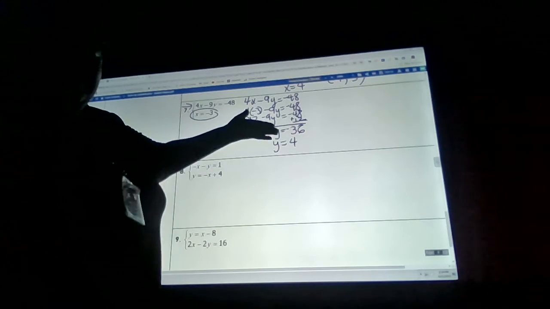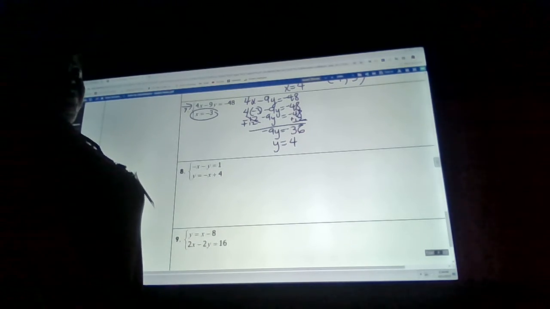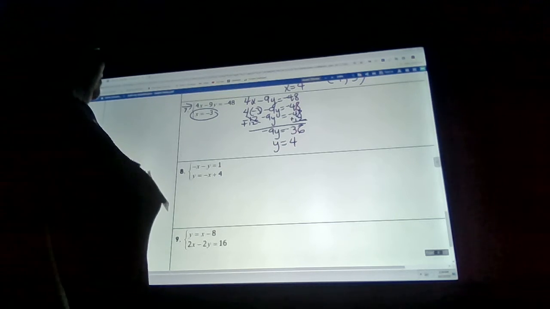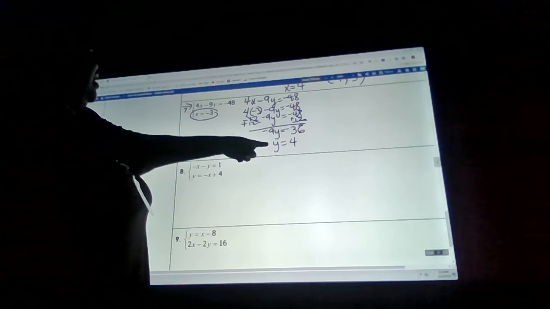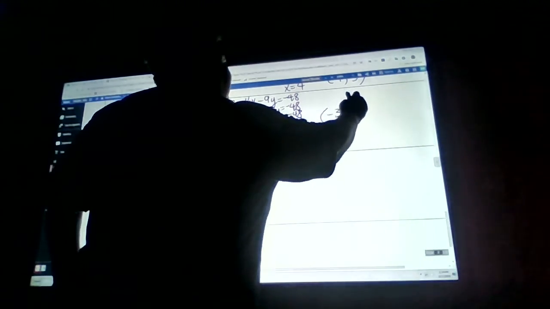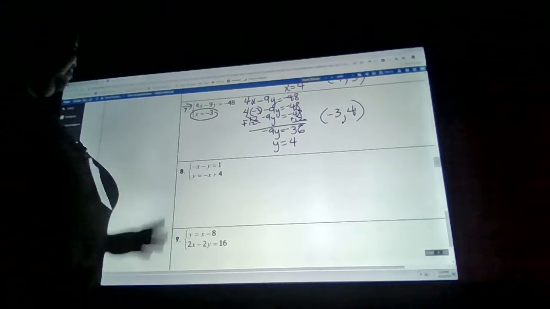I didn't write that step, but you can write it if you want to. You're still learning, so I would suggest that you do, but I just don't. Okay. All right, so we got y equals 4, and x equals negative 3. We are done. So x is equal to negative 3, y is equal to 4. We're done.